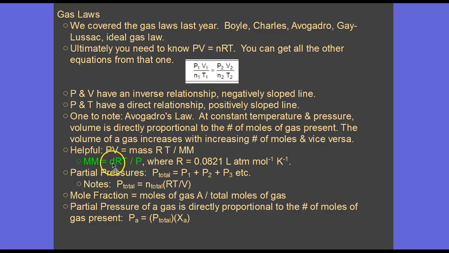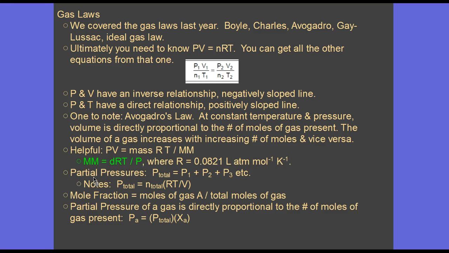Molar mass equals density times R times T divided by P. The way I remember this is molar mass equals dirty P. I never forget it, because is P ever dirty? Probably not. R is 0.0821 liters atmospheres per mole per Kelvin.